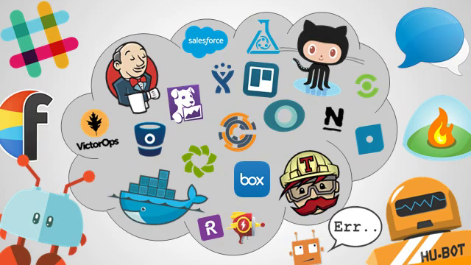And so there are all these different tools that teams use. Both VictorOps and Box, I'm sure, as well as a lot of other people in our industry, are using things like Jenkins and GitHub and Chef and Puppet and Salesforce and Docker. And these are all different tools and services that we use on a day-to-day basis.